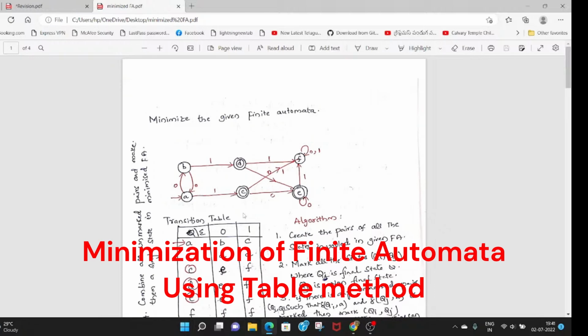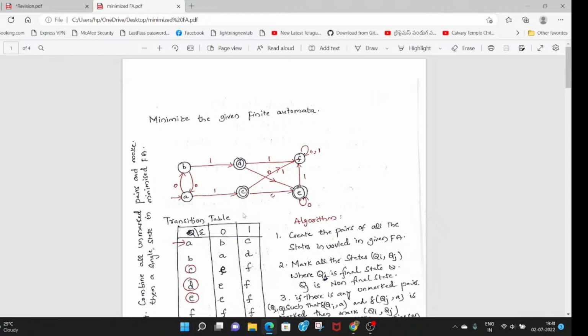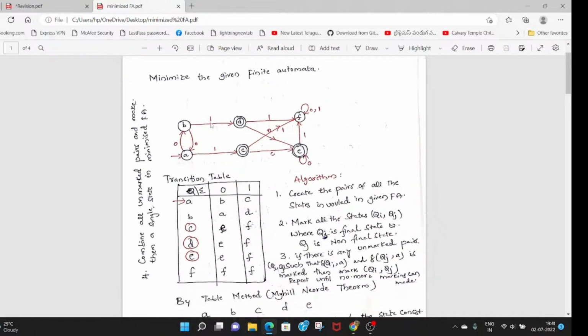If they won't ask you to use a particular method, you can use any of these two methods, whichever is easy for you, and solve your question. But if they specifically ask for the procedure, like using the Myhill-Nerode theorem, or a general method or equivalence method, then you have to follow that method itself. So this is the second method for minimizing a given finite automata.